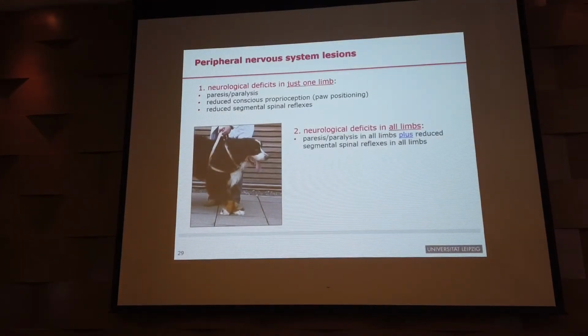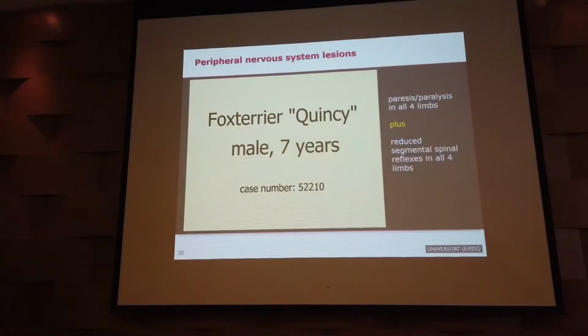Let's come back to an example we had used before. I have a fox terrier here, and in this case it's really peripheral nervous system disease.